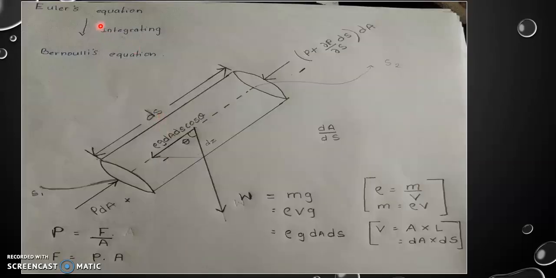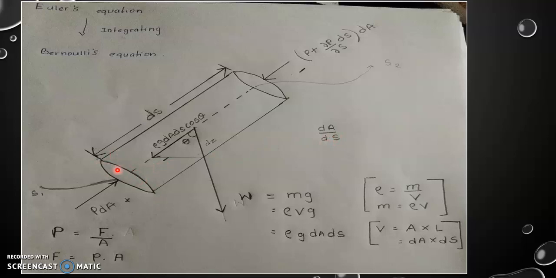As I said earlier, first we will derive Euler's equation of motion, and then integrating it we will derive Bernoulli's equation. For that, let us consider a fluid element that is flowing through this pipe. Consider that the fluid element has area dA and length ds.